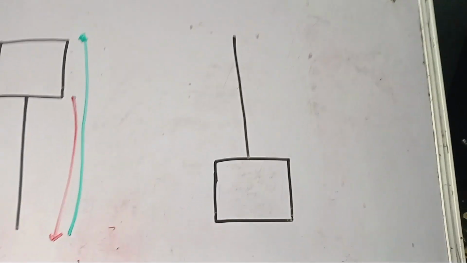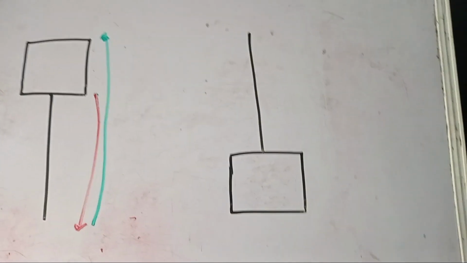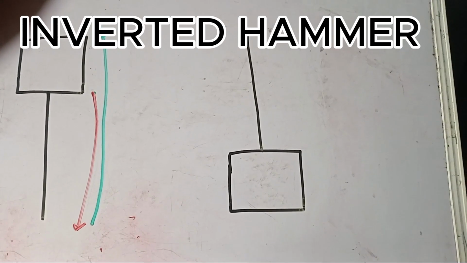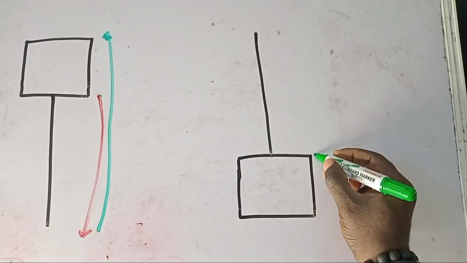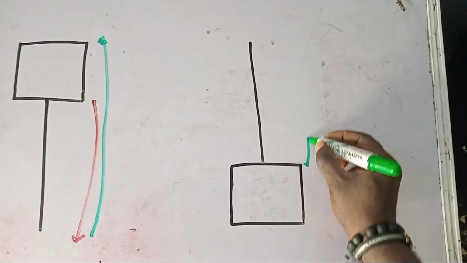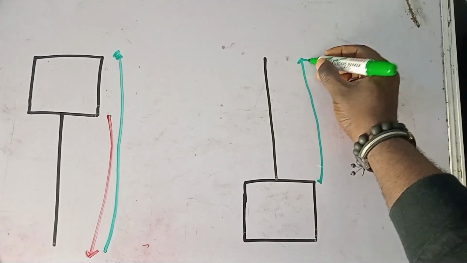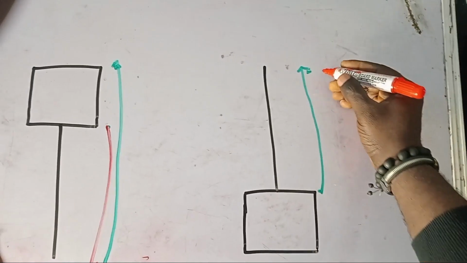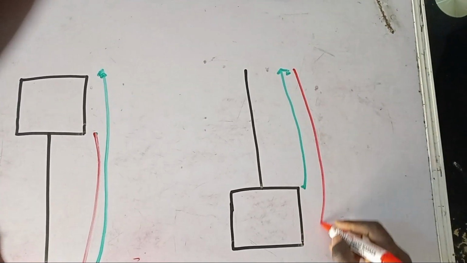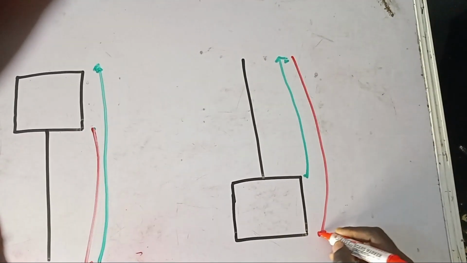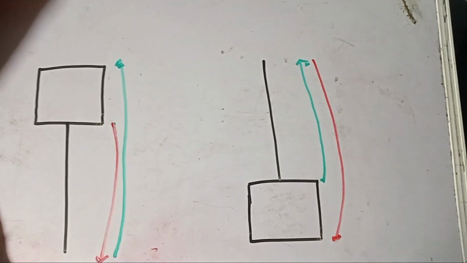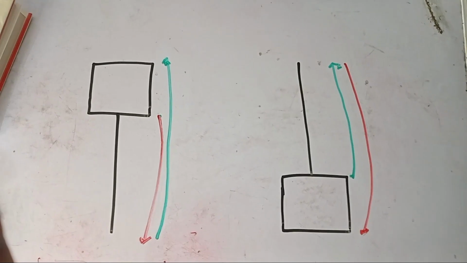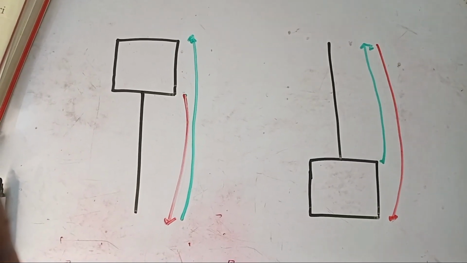Now, in sharp contrast to the hammer, this one right here is called the inverted hammer. It is like a hammer that is upside down, and it forms when price opens here. Then buyers push the price all the way to this level, but then sellers gain control and push the price to close here. The inverted hammer can either be green or red, and it often signals price reversal.